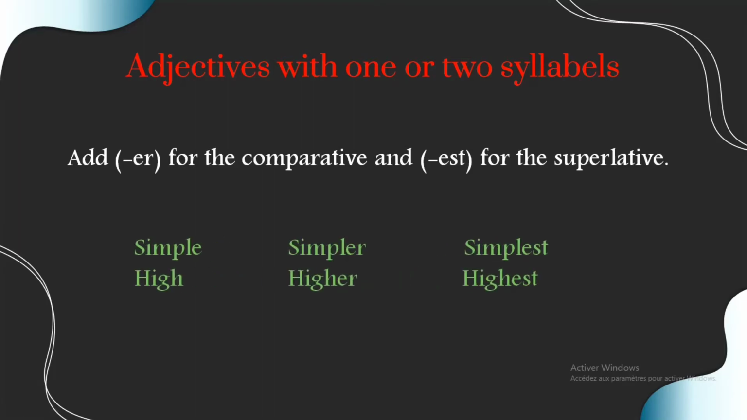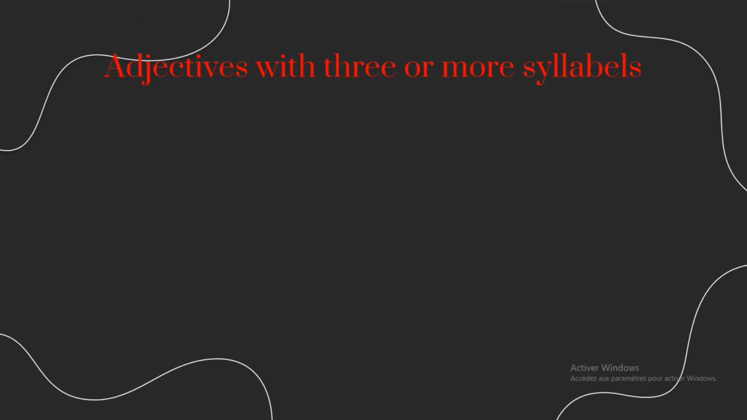Simple in the comparative becomes simpler, in the superlative becomes simplest. High in the comparative becomes higher, in the superlative becomes highest. That means if the adjective is one syllable, we add er or est. Let's do some more practice and talk about different adjectives that are more than one syllable and what we should do. So we talked about how you can add er or est to short adjectives.